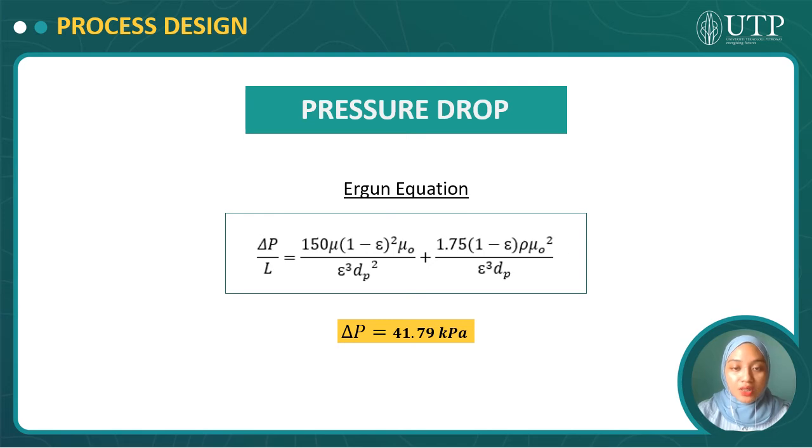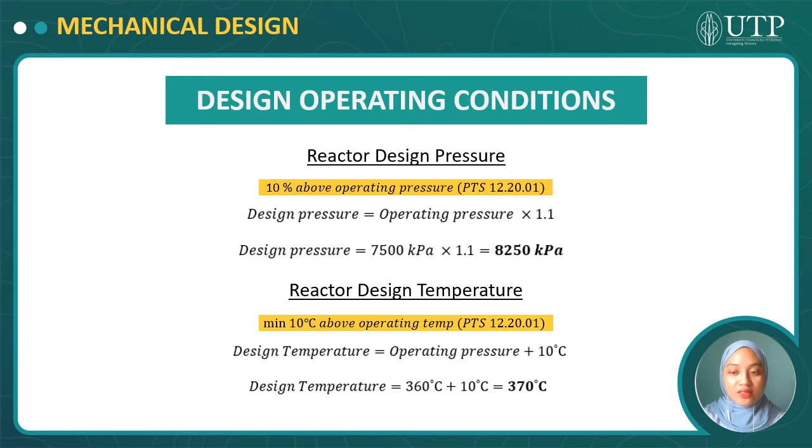And next is the pressure drop. The pressure drop can be calculated from the Ergun equation, and it was found that the pressure drop is 41.79 kPa.